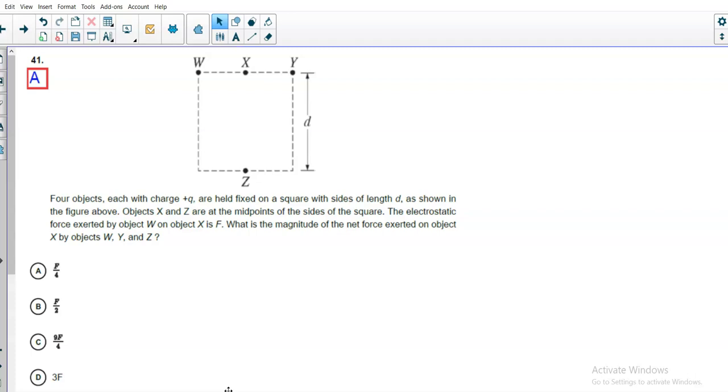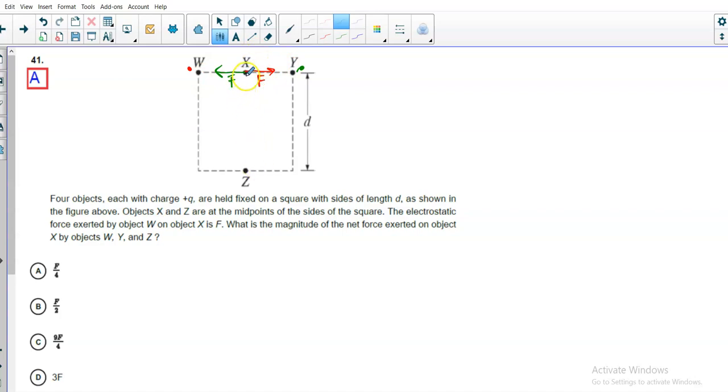Okay. So they all have the same charge, and it's all positive. So the force on X is going to look like this. The force from W is going to be repulsive this way, and they already told us it is F. And so the force by Y is going to be the same thing, but in the opposite direction. Also F.